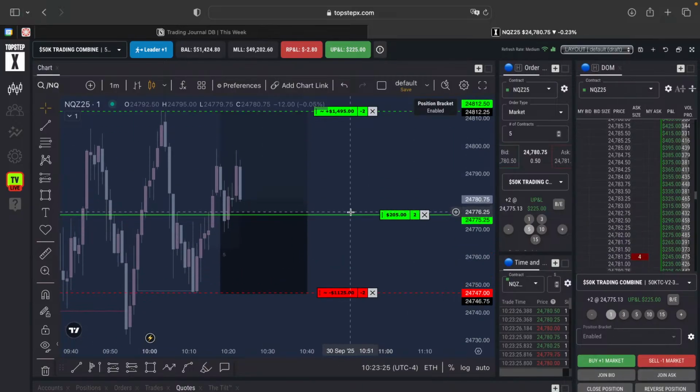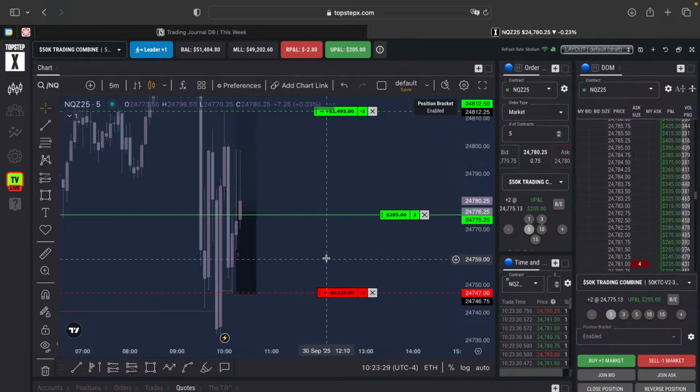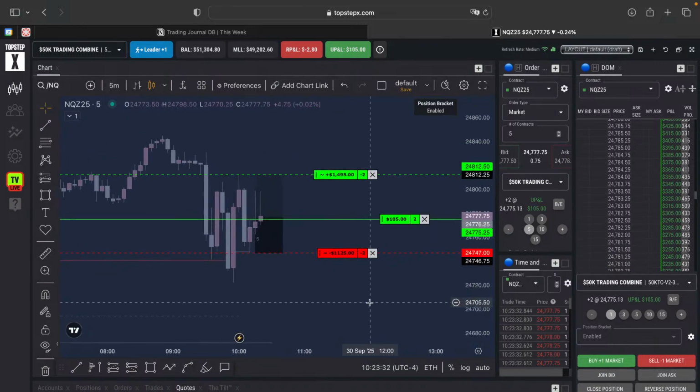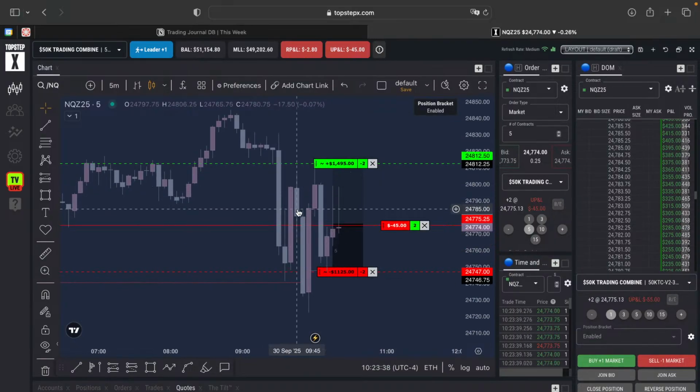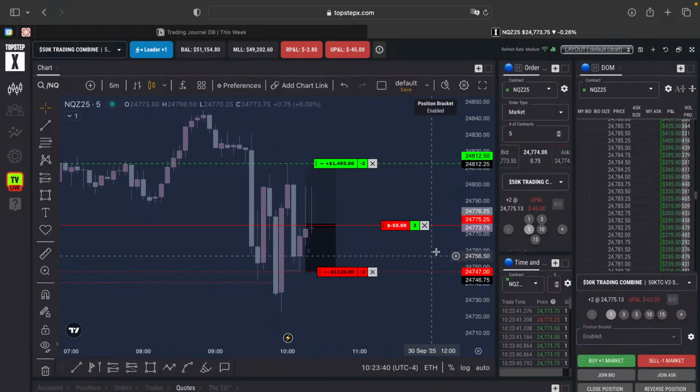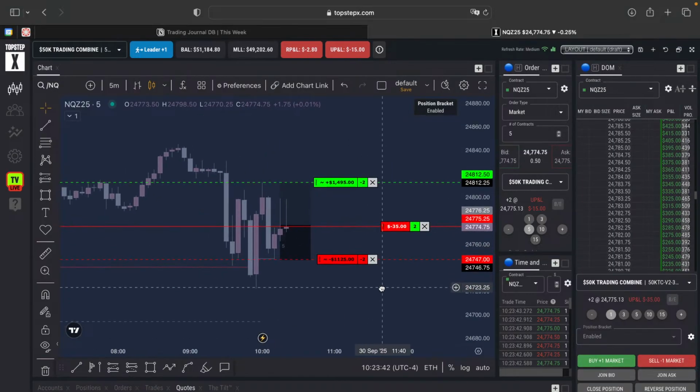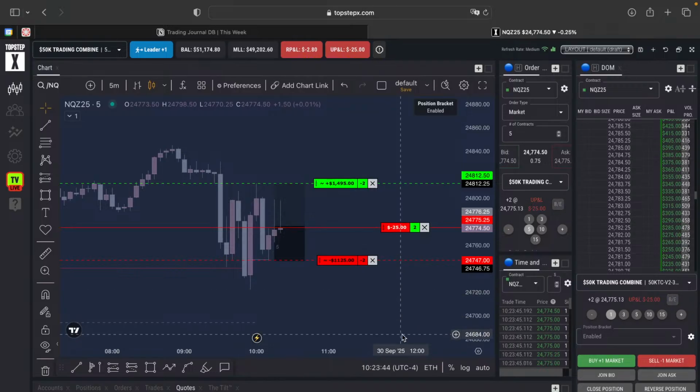All right. So we get an interesting reaction out of this, but nothing that I'm worried about. In fact, I think it's a natural reaction, being that we're inside of the supply. Let's see what happens.